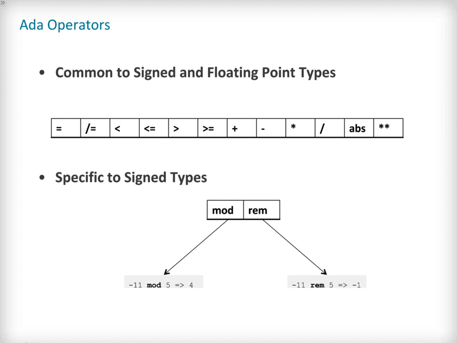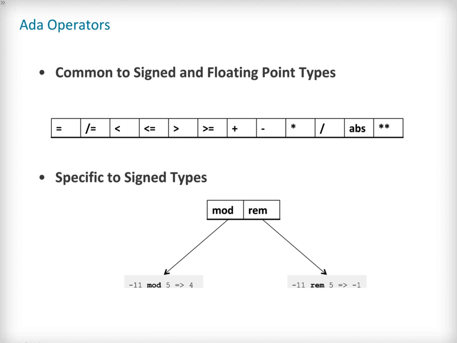Signed integers and floating point types share a lot of operators in common. Basically, all the common arithmetic operators are available. Note that the comparison, the inequality in particular, is different in Ada than for languages such as C++ or Java. It's /= instead of !=.